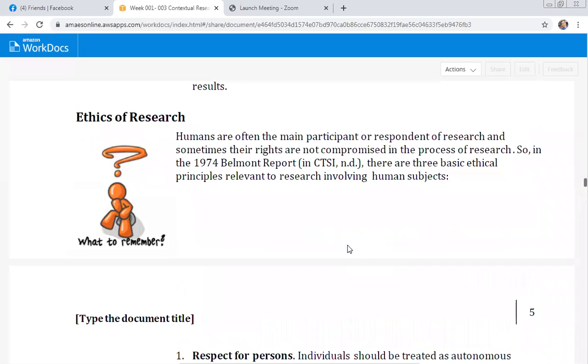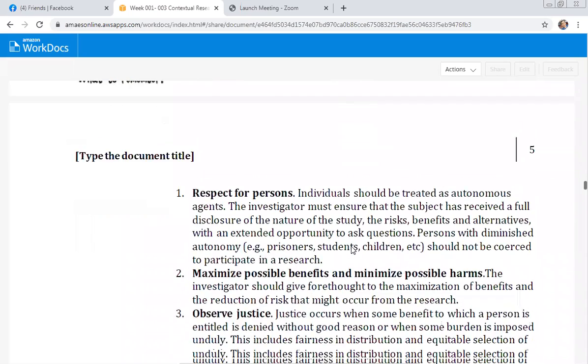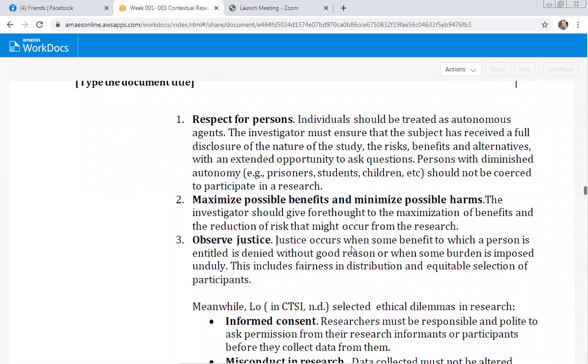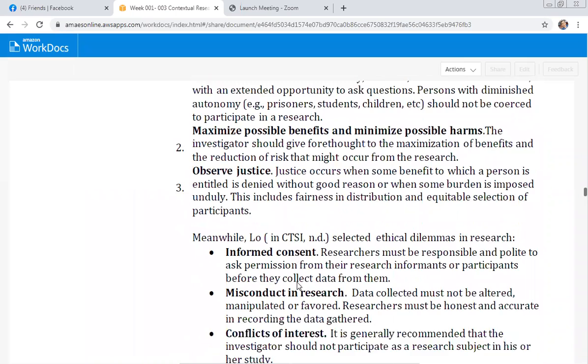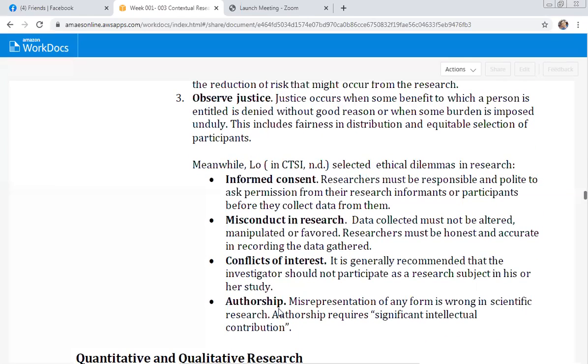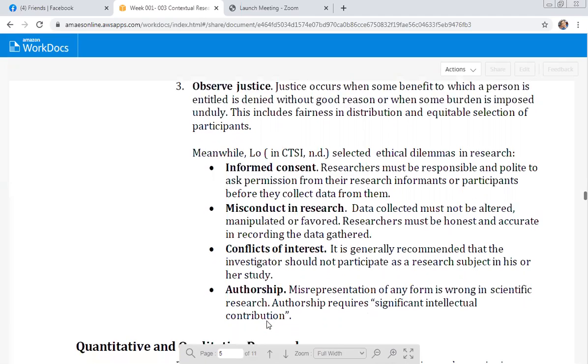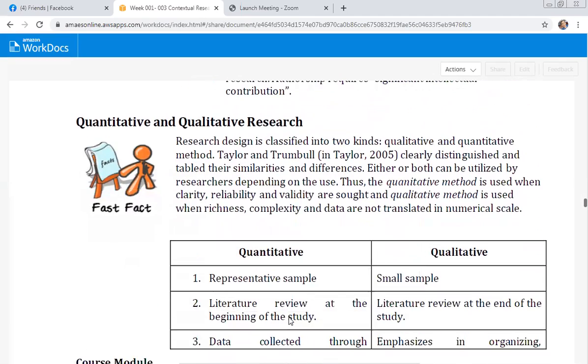We've also talked about the ethics of research, okay? Respect for persons, the benefits and the possible harms of doing a research, justice, the issue on consent, misconduct, conflict of interest, authorships, and the importance of citations. Including plagiarism, we've talked about it. Plagiarism is very common nowadays wherein people would just copy from the internet and take it as their own. We call it plagiarism, when you copy something you do not own.